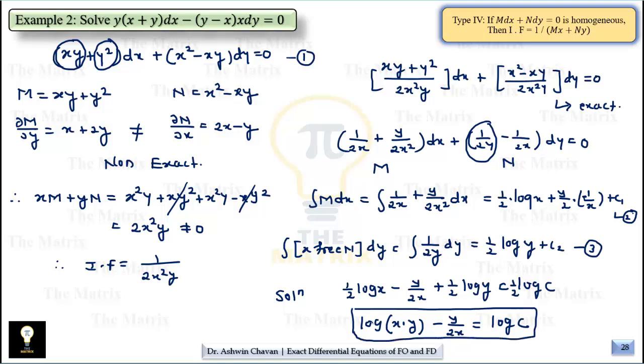With this example, we saw how to make a non-exact differential equation exact if we multiply it by a suitable factor known as an integrating factor.